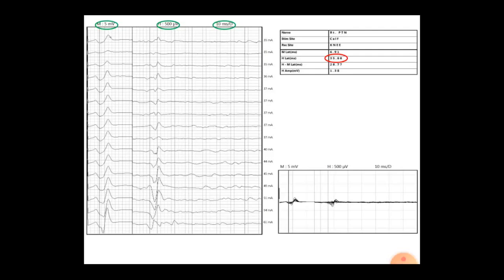So generally the maximum allowed value for H reflex when it is recorded from soleus is 32.5 millisecond. So definitely 35.68 millisecond is more than 32.5 millisecond, that is the maximum allowed latency. So here it is suggestive of radiculopathy.